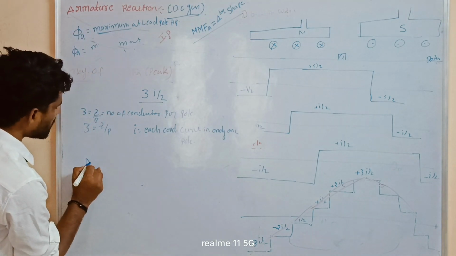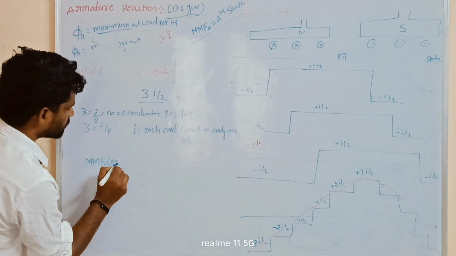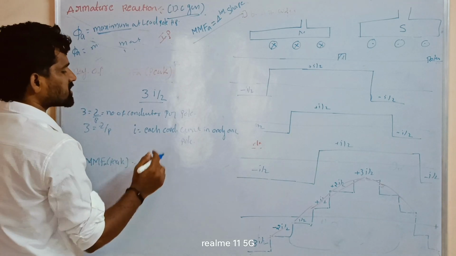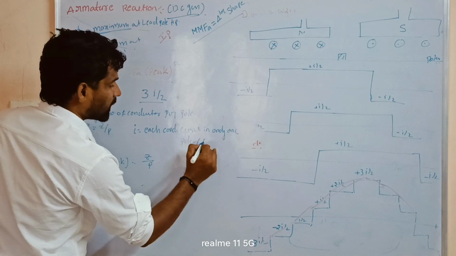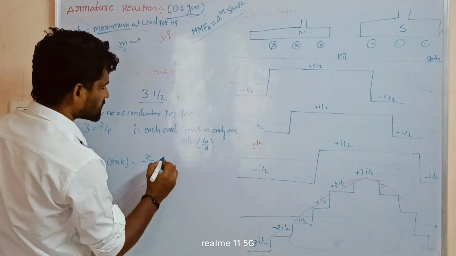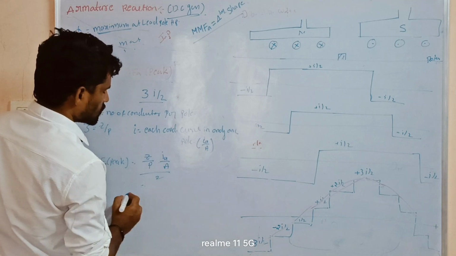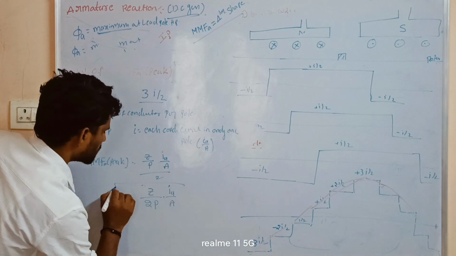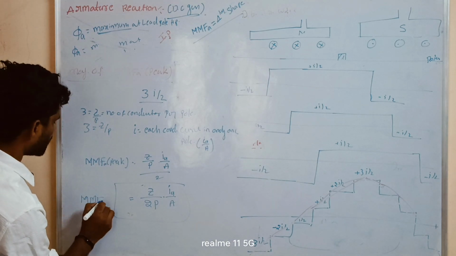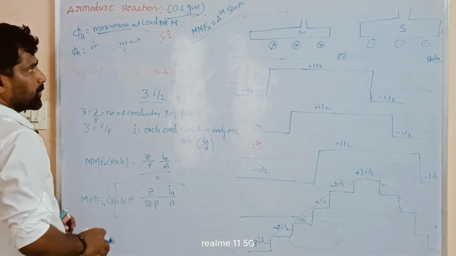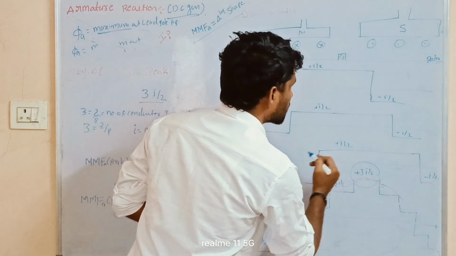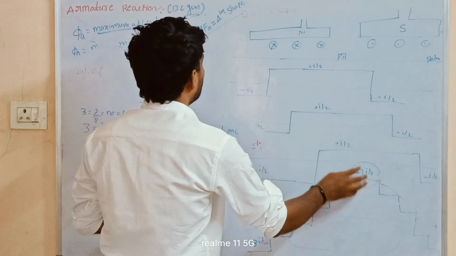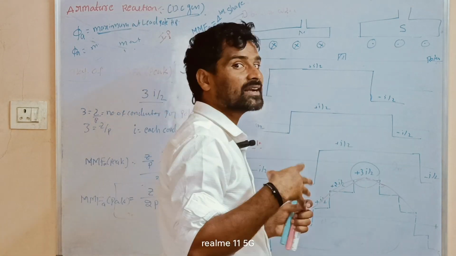So we can write the MMF A peak. What is the MMF A peak? 3 is replaced with Z by P, and I is equal to each conductor current, which depends on the parallel paths, so for example Ia by A. How many parallel paths? We know Ia by A by 2. So we can write the maximum as Z by 2P into Ia by A. This is the peak magnitude of MMF A. So the armature MMF, the magnetomotive force of the armature, has a triangular shape.